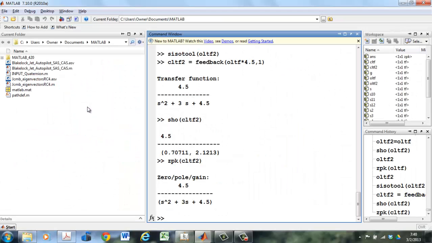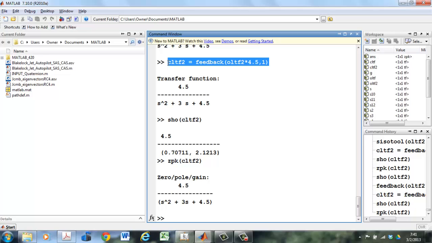So if I were to feed back my OLTF2, then this CLTF2, my outer loop closure, will be equal to feeding back the OLTF2 from the inner loop, which was integrated with a gain of 4.5, and you'll get a transfer function of 4.5 over s squared plus 3s plus 4.5. So this Bode plot is going to look 0 dB out to 4.5 and then break down at 40 dB per decade because of the s squared.